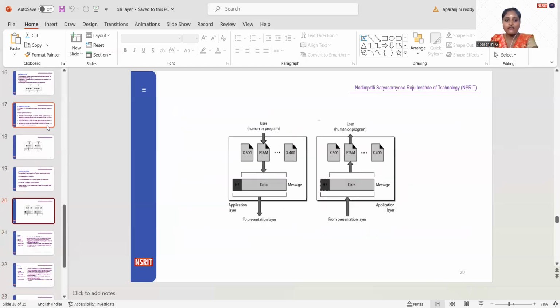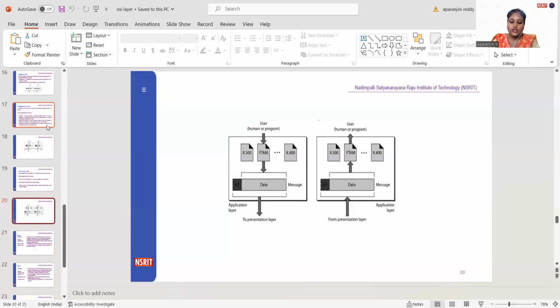Next, we see how the user sends a message. It will first go to the presentation layer. Again, from the presentation layer, it goes to the user side. This is known as the topmost layer of the OSI model, and it is the layer through which the user can interact. It provides services to the user. The application layer program is based upon the client server model.